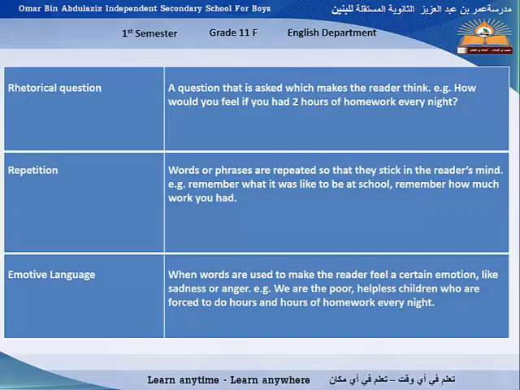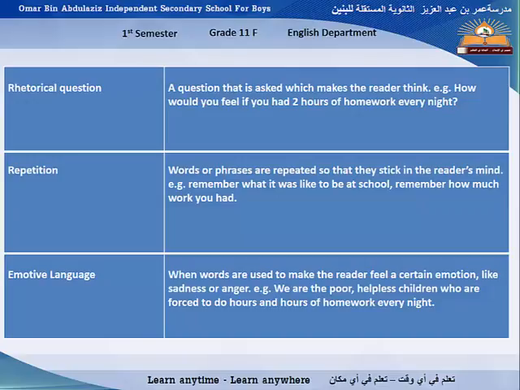Now here is a summary of the persuasive techniques that we mentioned. Rhetorical question: a question that is asked makes the reader think. Repetition: to repeat the same word or phrase many times in one sentence. Emotive language. What does it mean, emotive language? Sometimes we use words that make the reader feel a certain emotion. For example, he can sympathize, he can feel happy or sadness, and so on.